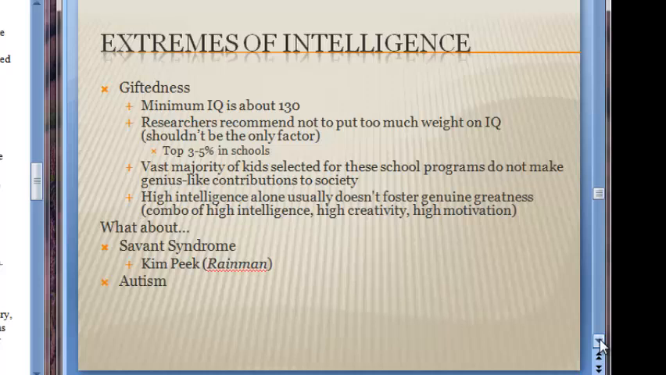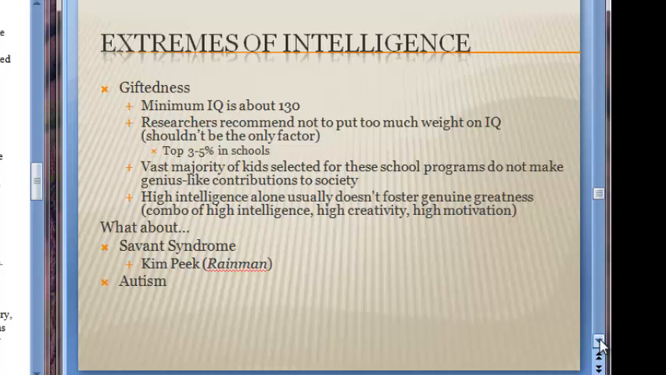The final thing then would be the highs, which we call giftedness. A minimum IQ is about 130 in order to be considered gifted. Some of you might be in the gifted and talented program here at school. And researchers also recommend not to put too much weight on IQ. It shouldn't be the only factor of whether or not you enter into a gifted and talented program. It's about the top 3 to 5% in schools, but that varies quite a bit.